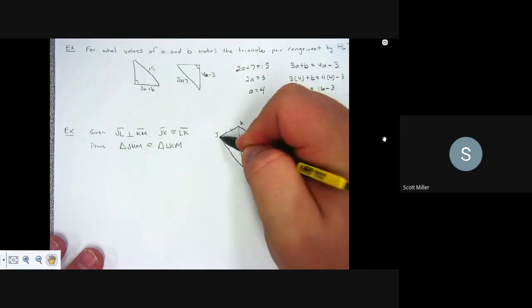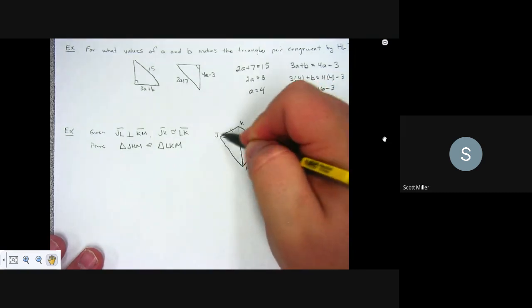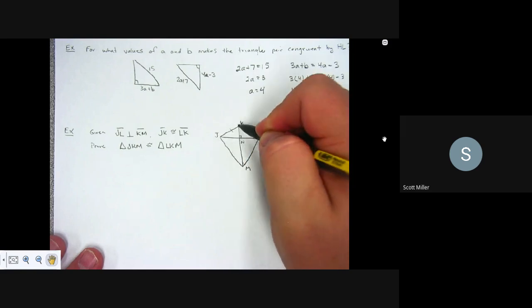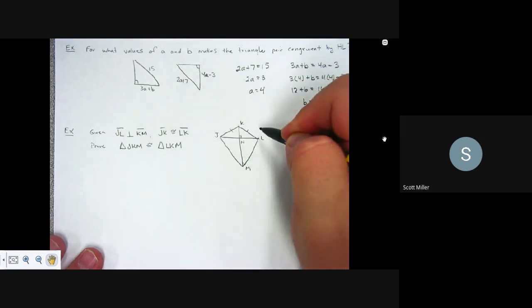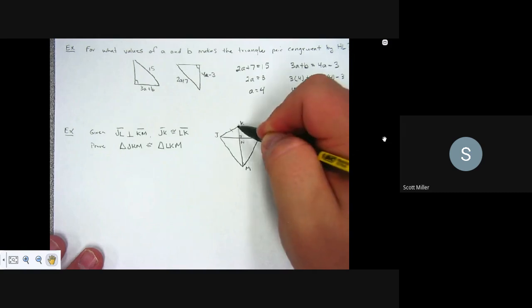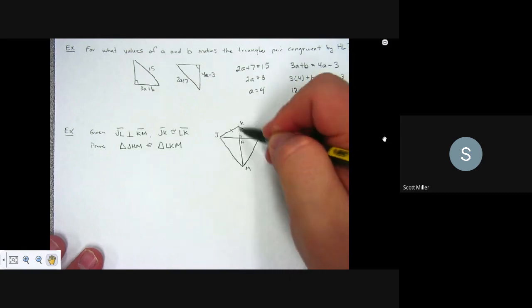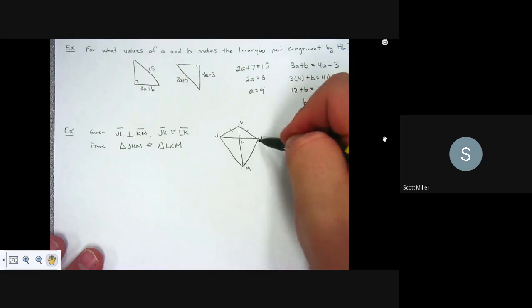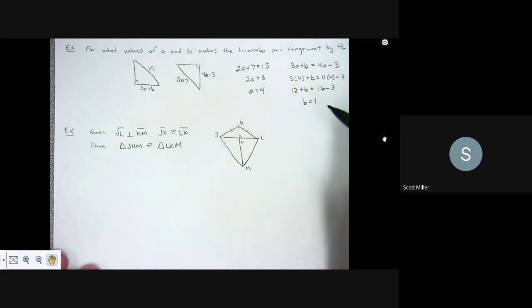JKM. So that is this big triangle right here. This is what we need to show. This one is congruent to LKM. So I need to show that this triangle is congruent to this triangle. Okay? So what options do I have available to me?